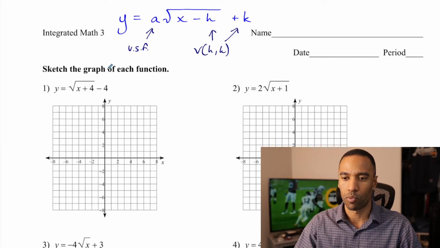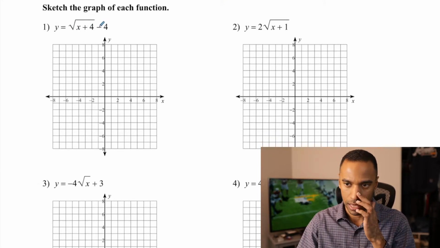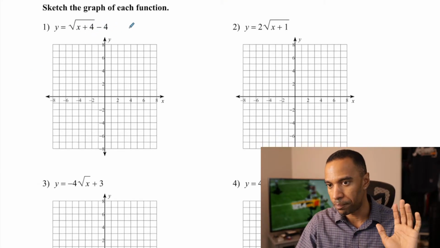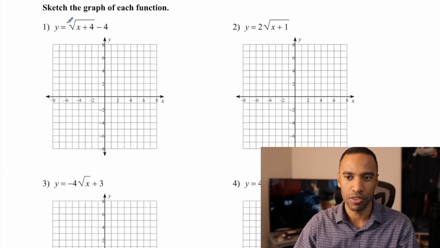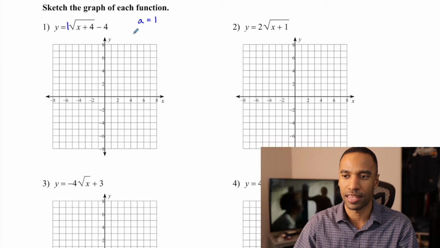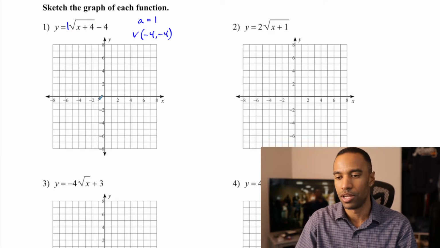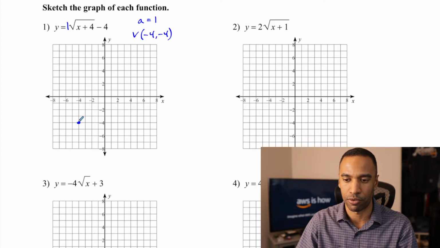All right, so for problem number 1 here, we have y equals the square root of x plus 4, and then minus 4. So as far as pulling out information, there would be a 1 in front of here, if you can imagine that. So the a value is 1, and that vertex is going to be at negative 4, negative 4. And I mentioned negative 4 for x as we flip the h sign. So negative 4 down right there.